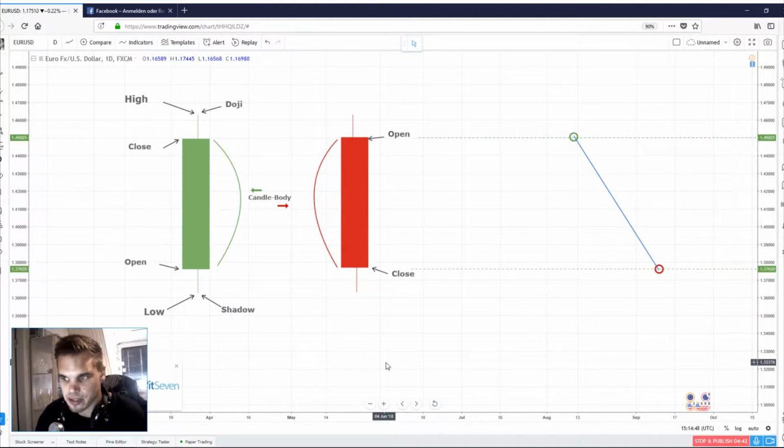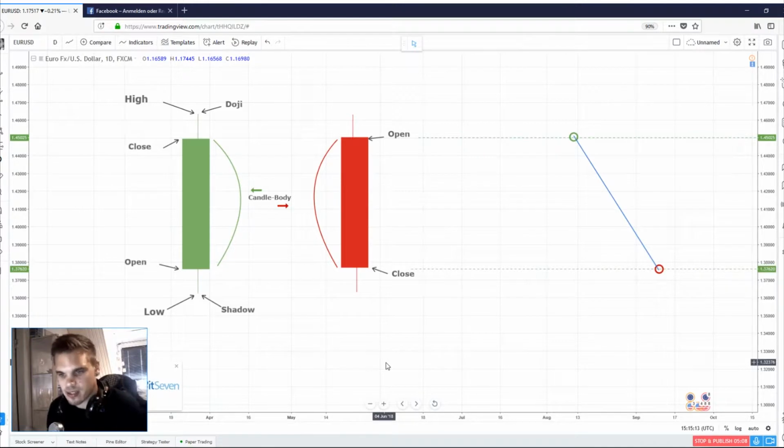A lot of traders like to trade candlestick patterns, like a morning star, like engulfings, like inside bar, outside bar, like doji, hammer candles, and so on. I'm not a candlestick pattern trader. I don't believe in this.